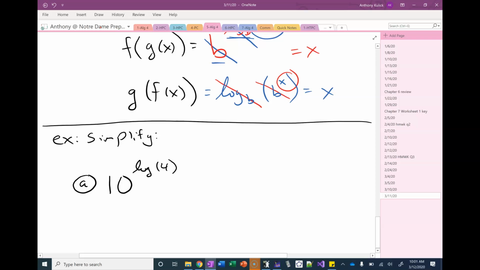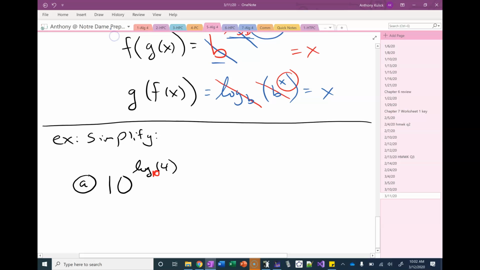Okay, so let's say we have 10 to the log of 4. What is the base on log 4? What is the base for the logarithm when I write just the word or the symbols log parenthesis 4? It's 10, right? Remember that this is the common logarithm. When I don't write a base for my logarithm, we understand that the base there is 10. Everybody's okay there?